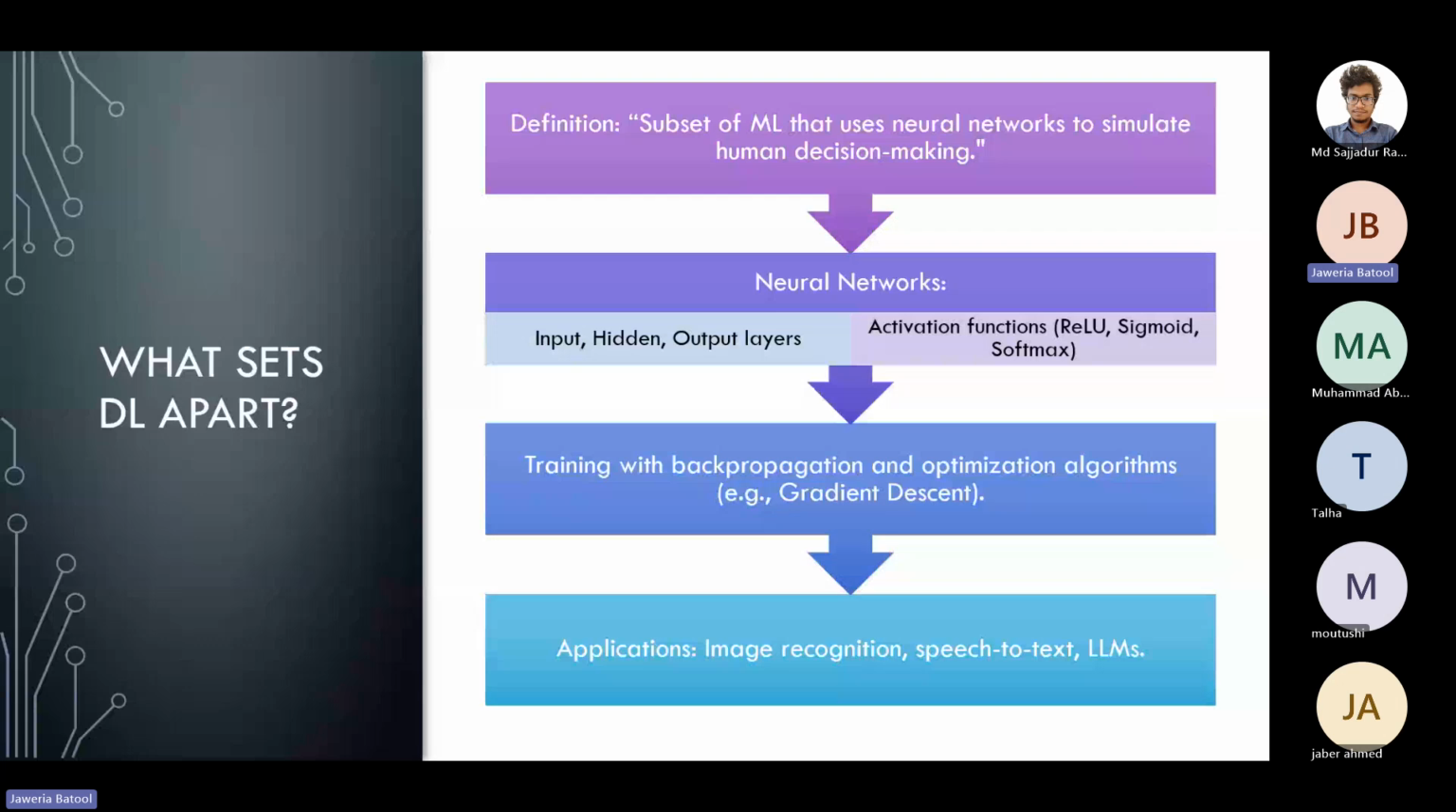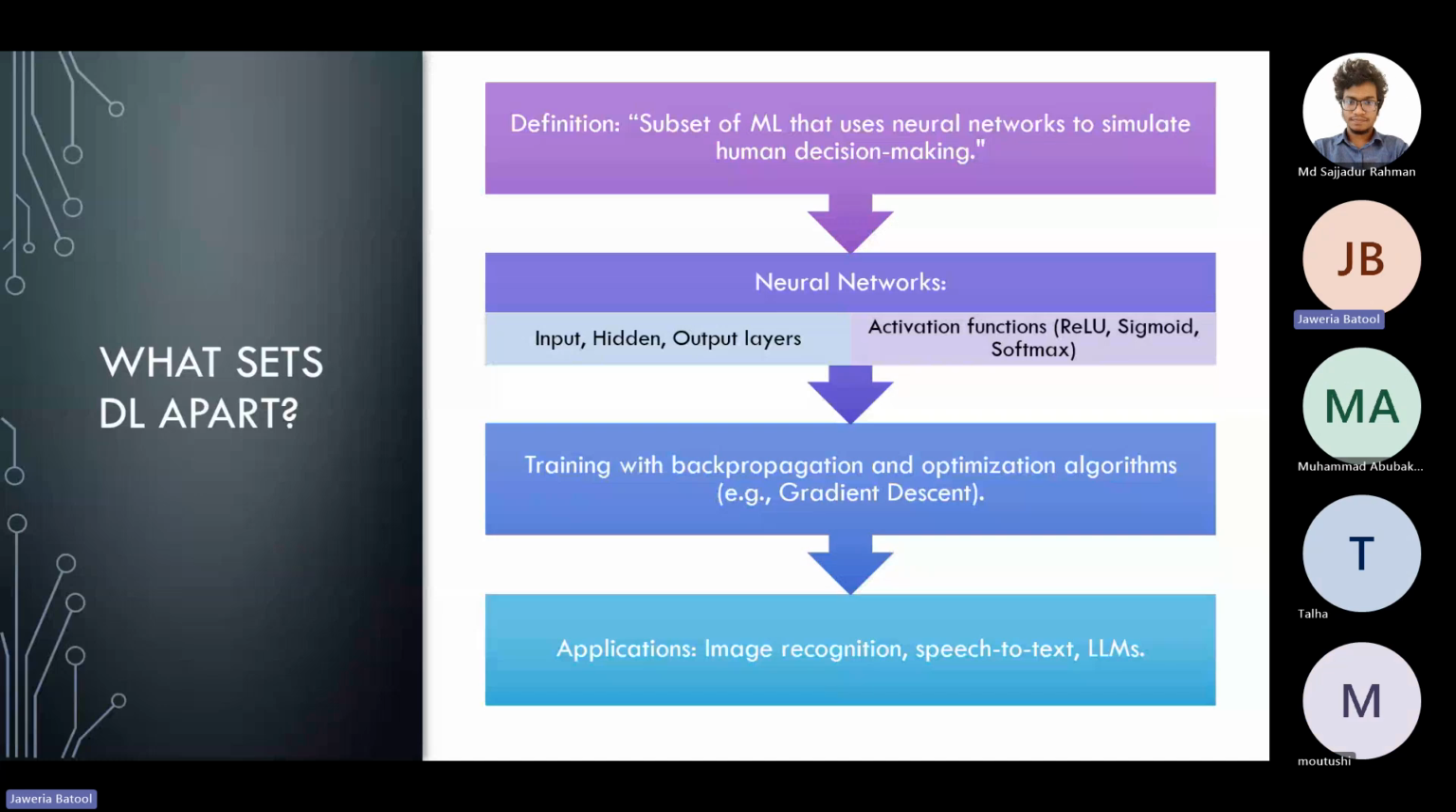The applications of deep learning are image recognition, speech to text, and large language models, which is our next step. Large language models are included as an application of deep learning. So deep learning powers advanced applications such as image recognition, speech to text conversion, and large language models, which we will discuss next. The next part is learning about large language models.